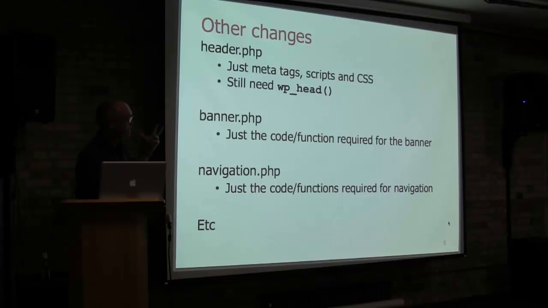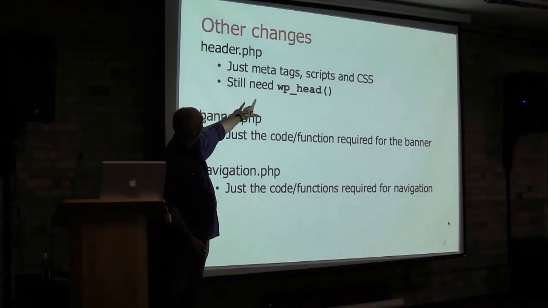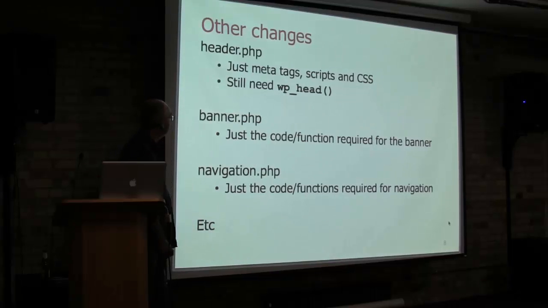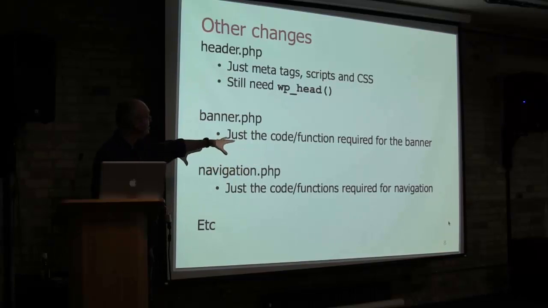Now, some of the key changes that I've made: in my header.php, I've just got the meta tags, the scripts and the CSS now. You still need to put in wp_head for putting in other bits and pieces as well. But I've broken it down now. I've got banner.php and navigation.php, and they contain just the code and the functions that are needed to produce the banner and the navigation. And the same is true for the footer and the sidebar as well.